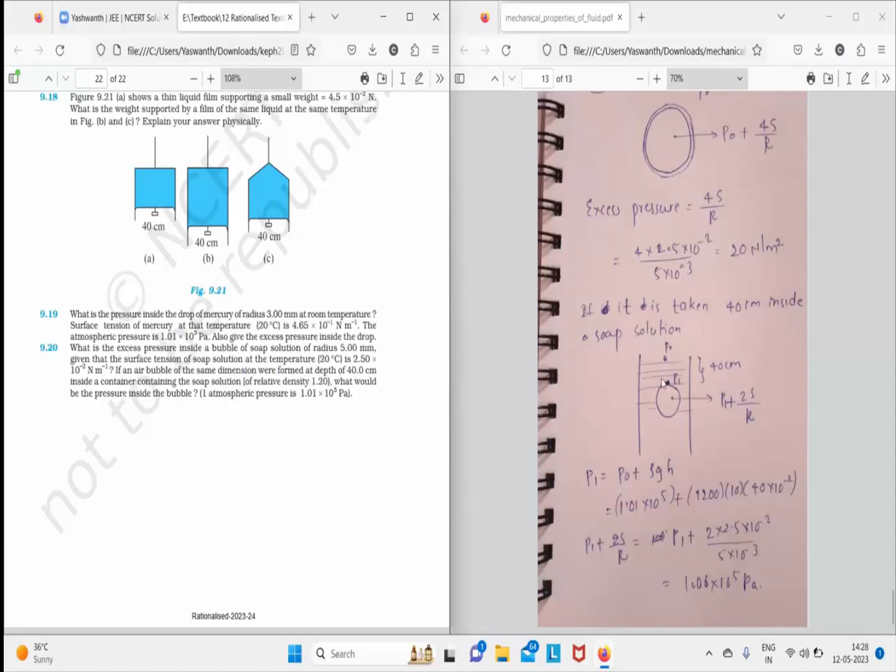So the excess pressure will be 2S by R, and at P1, the pressure inside will be P1 plus 2S by R, and P1 can be calculated using atmospheric pressure. That is, P1 will be P naught plus rho g into 40 centimeters. So the pressure inside will be the pressure at P1 plus 2S by R. That is, the pressure at P1 is again P naught plus rho g into 40 plus 2S by R, which gives us the pressure at the inside point. If you calculate it, you can get the pressure at the inside point will be 1.06 into 10 power 5 pascals.